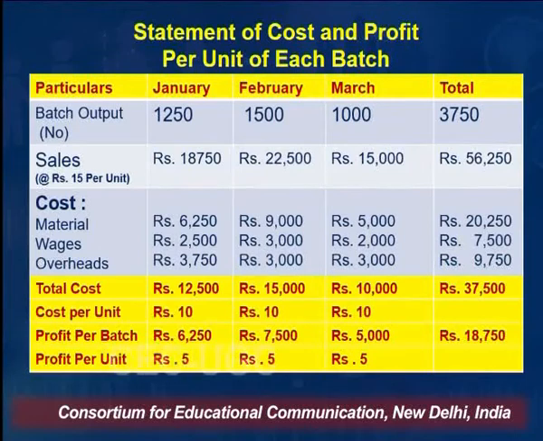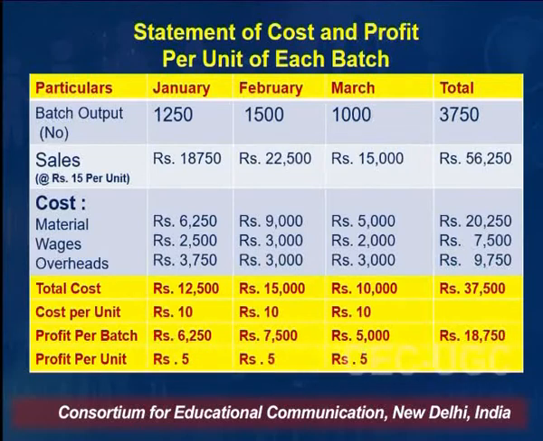If you ask me what is my total cost per unit, very simple, take total cost divided by batch output. So 12,500 is divided by batch output. If you go vertically at the top, you find the batch output 1250. If you divide it, you find the total cost per unit of rupees 10. And if you look interestingly, the cost per unit is the same for all months. In February it was 15,000 divided by 1500. In March it is 10,000 divided by 1000. So you came to know about cost per unit.